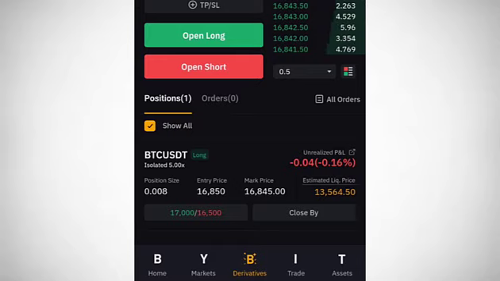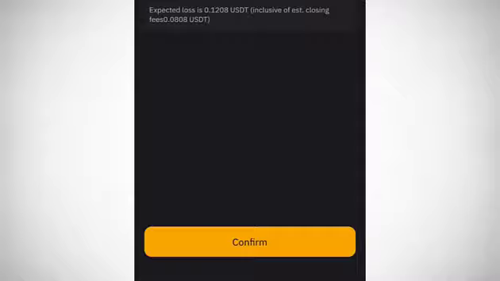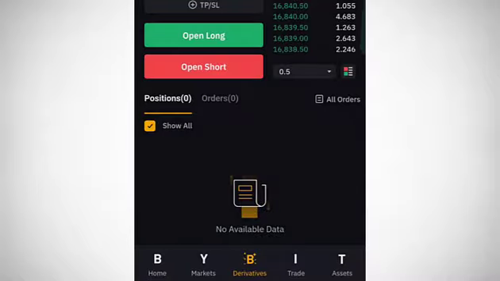Then to close this trade, I can simply click on close buy. If I click on close buy, I will click on confirm and I will close this trade.